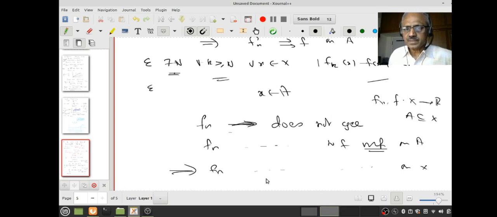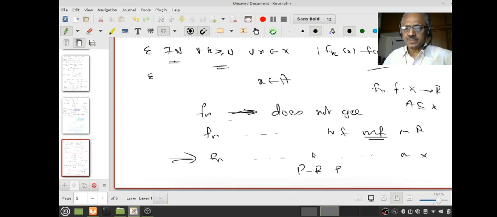Is that clear? Why? Again, prove by contradiction. Suppose Fn converges to F uniformly on X. Just now we proved in that case Fn converges to F uniformly on A. But the hypothesis says Fn does not converge to F uniformly on A. Do you follow that? This is just logic.